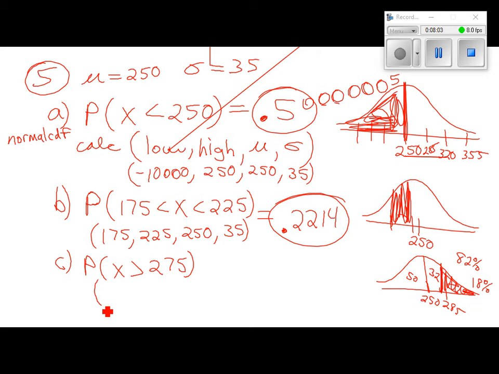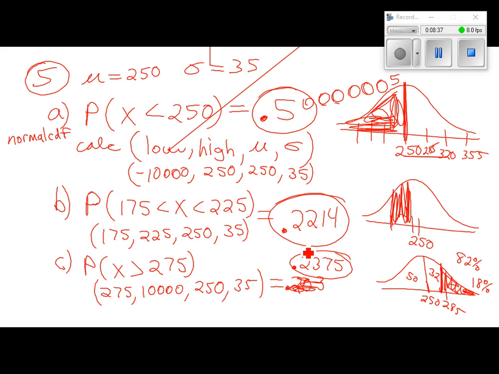What's my low limit? 275. High limit? 10,000. Mean? 250. Standard deviation, 35. Punch all that into your calculator. Say it again. 0.20375. About 23-24%.